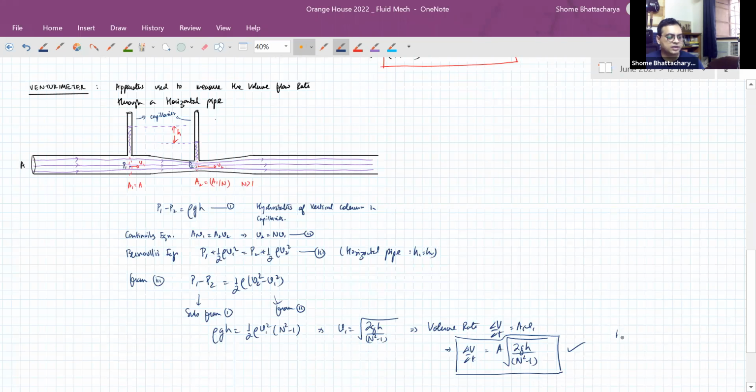So capital A and N are known quantities. H is measured. From that we can find the volume flow rate. Okay. So this is a standard apparatus used in fluid mechanics. Just make a note of this quickly. We'll discuss the next thing after this.